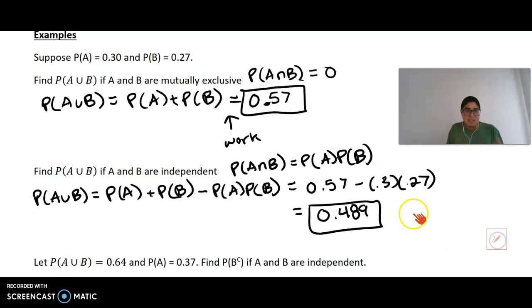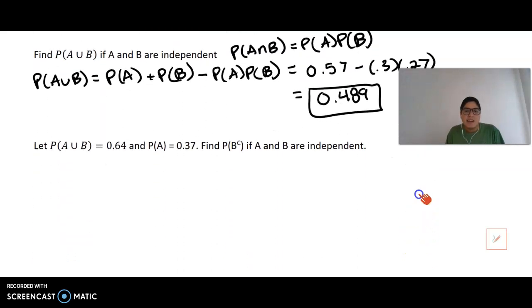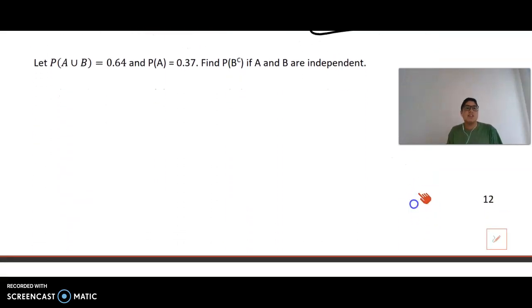So these are just very mathy probability skills that you might see when you take a probability or stats class in your undergrad career. And now lastly, here we've got this situation. Let's find P(B complement), assuming that P(A or B) is 0.64 and P(A) is 0.37, and I know A and B are independent. So let's write out what we know.